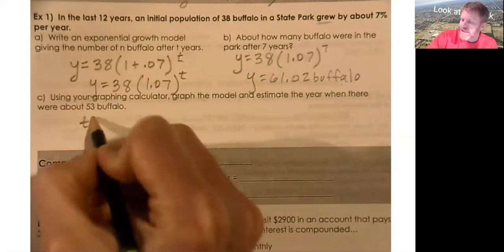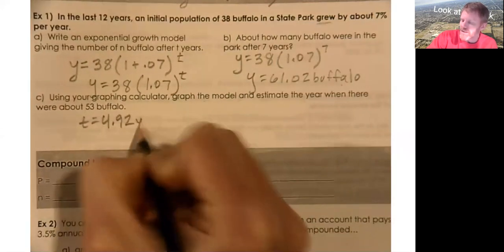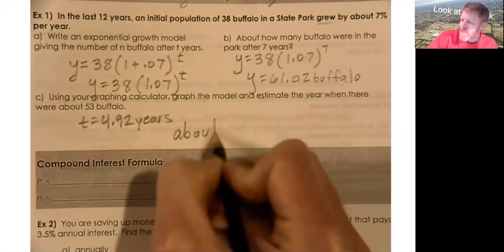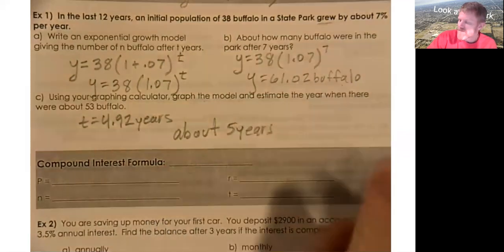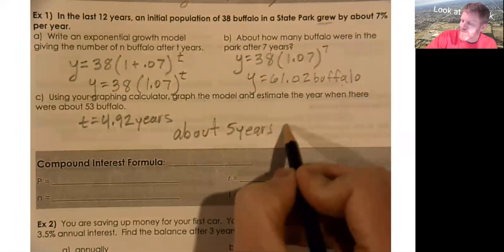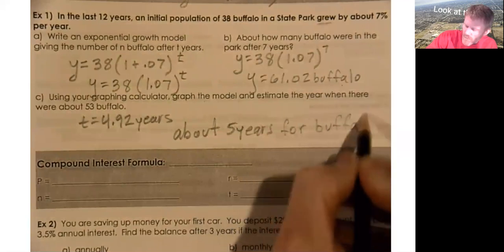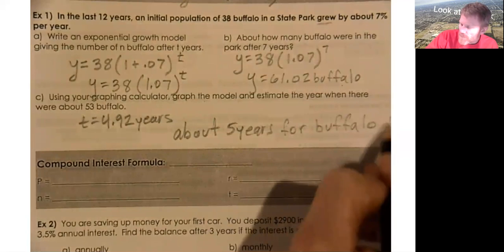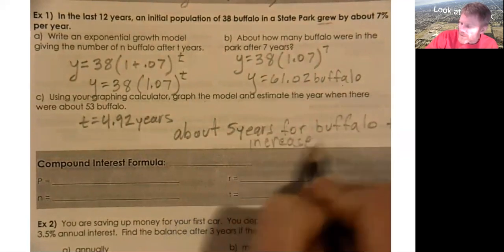So T equals 4.92 years. About 5 years for the buffalo to increase to 53.